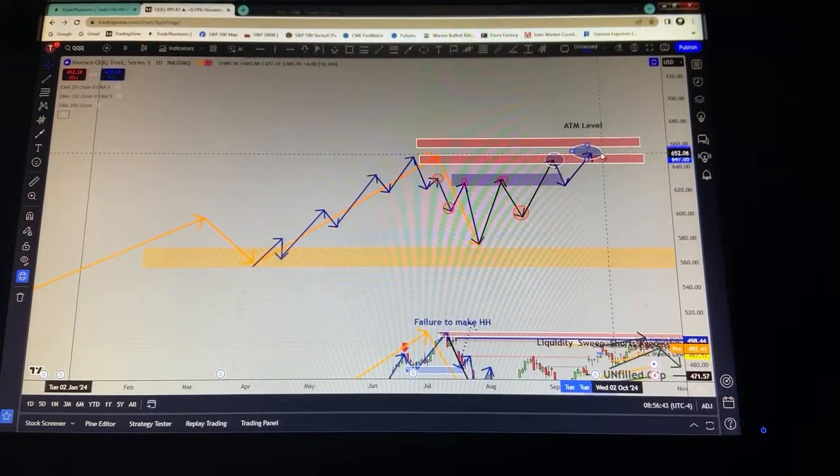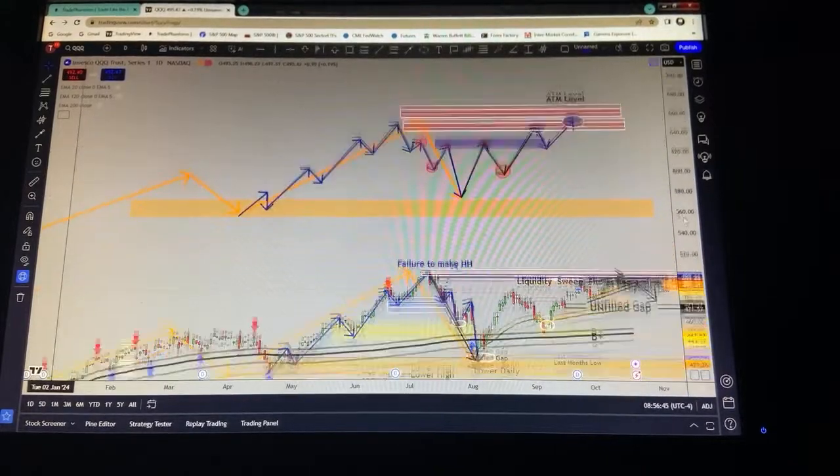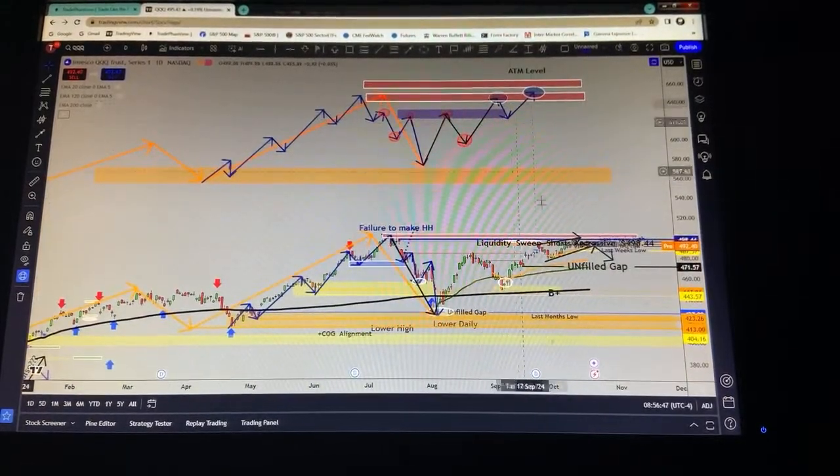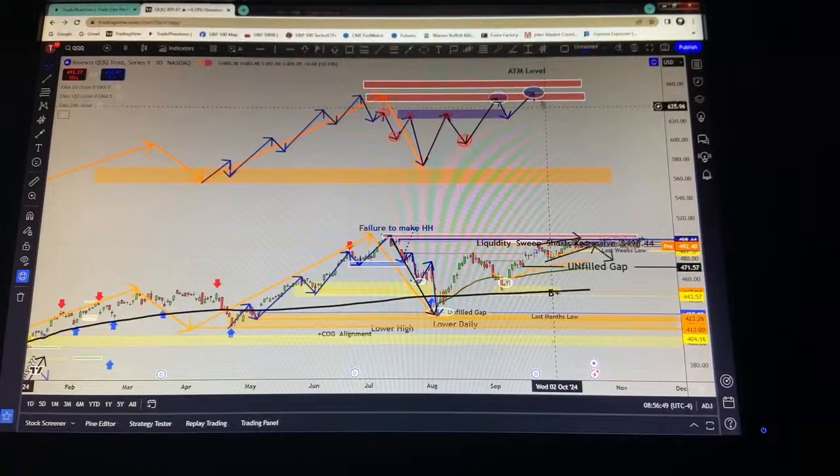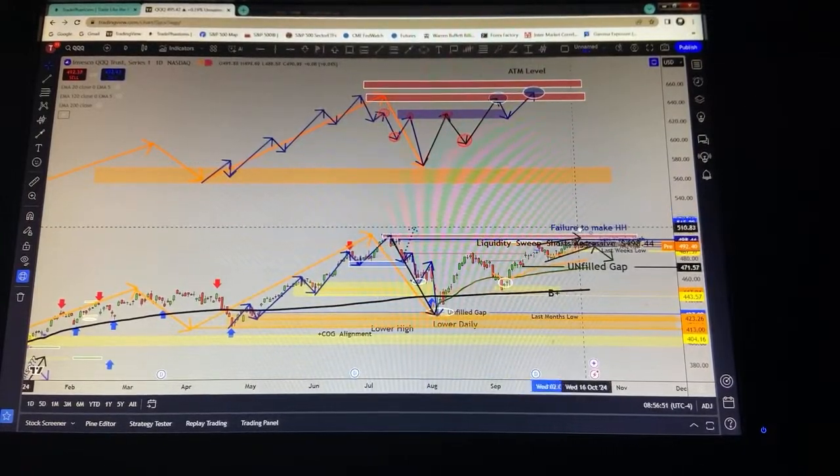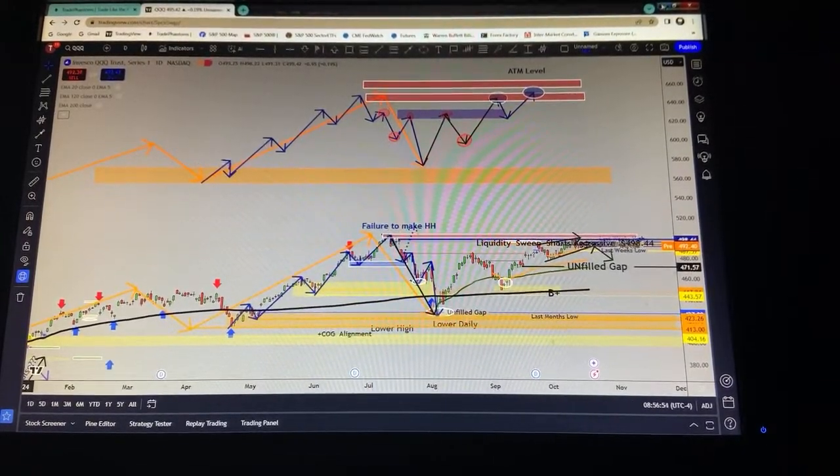If I just draw the illustration here with the impulse and correctional segments inside, also using demand and supply, the all-time high would be here. So far we have not had that. Now I'll go back to futures.